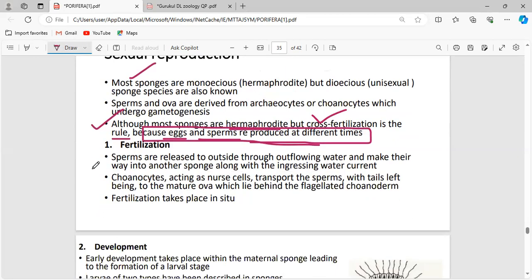Okay. Now, what is fertilization? The fertilization seen in sponges is external fertilization. What is meant by external fertilization and internal fertilization? I explained this right from when I explained the general characteristics.